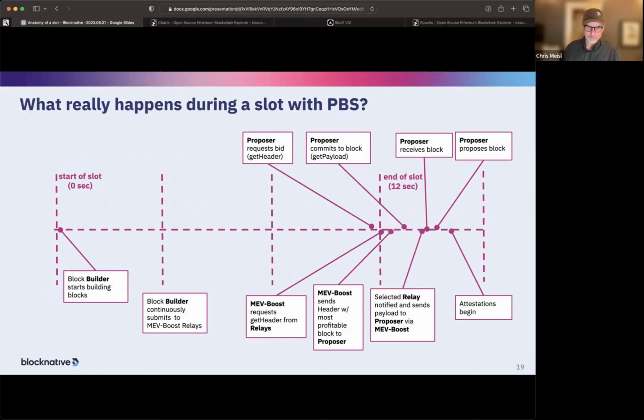Let's talk about what actually happens. And this is very much a simplification, but it gets to the guts of what's actually happening every 12 seconds on Ethereum today. So you have at the beginning of the slot builders. This is under PBS, or proposer builder separation. So now the builders are separate from the proposers. The proposer is the validator, and the builder is building a block. It can be the validator, but it doesn't necessarily have to be.